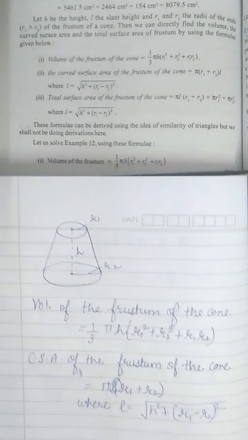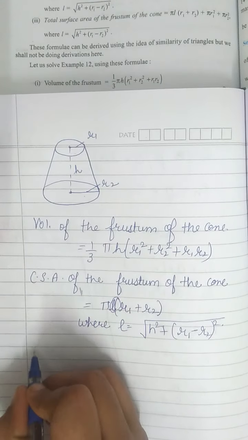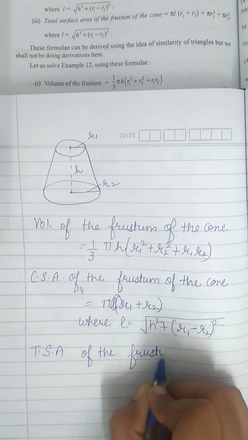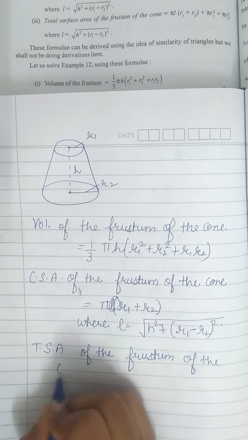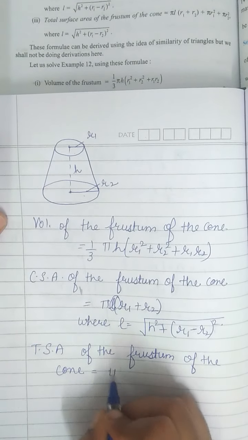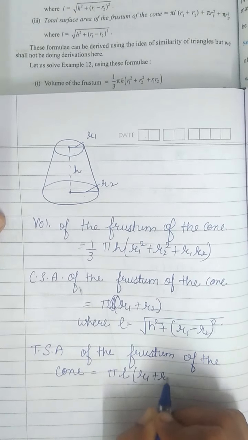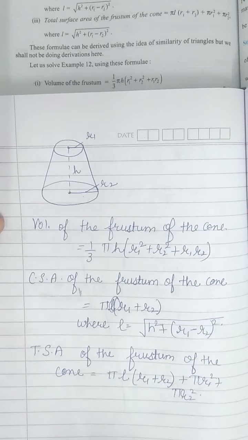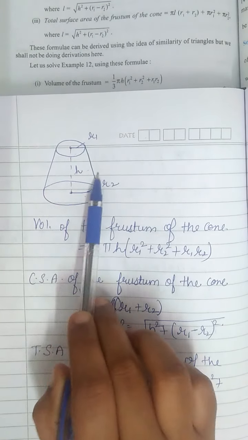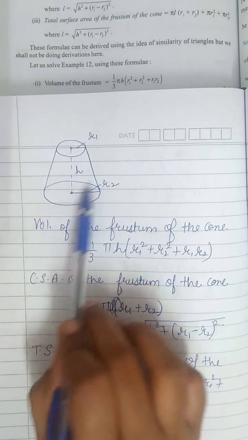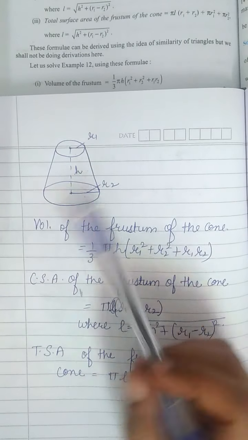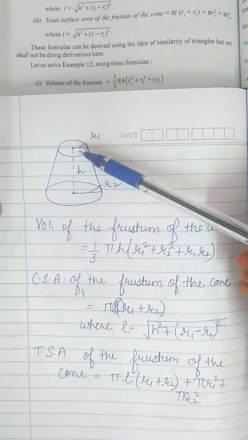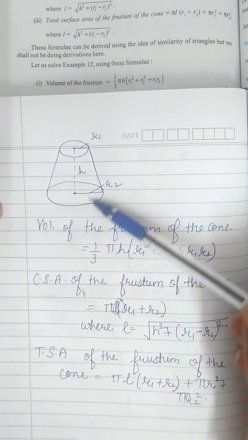Next is the formula to find the total surface area. If we want to find the total surface area of the frustum of the cone, what is the formula? That is pi L (r1 plus r2) plus pi r1 square plus pi r2 square. Because we know the curved surface area is this portion. So to find the total surface area, along with the curved surface area, these two base areas will also come. Both bases are in the shape of a circle. So curved surface area plus the area of this base plus the area of this base.